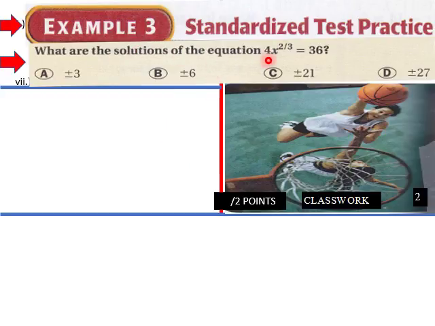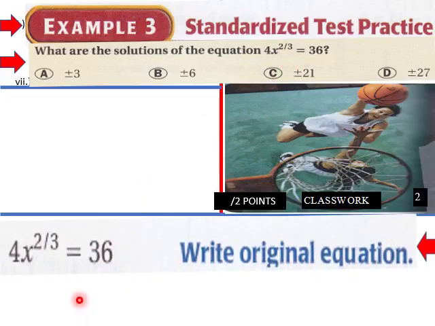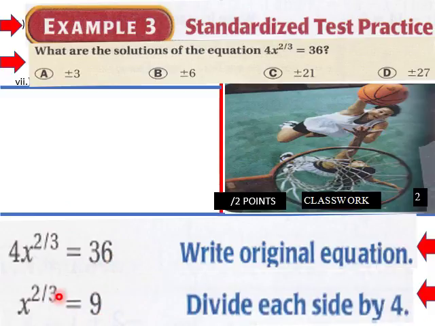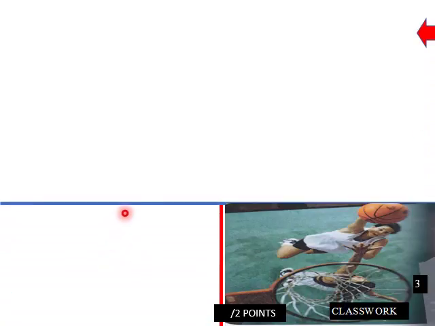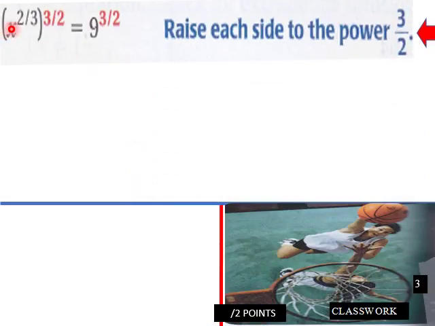What are the solutions of 4x to the 2/3 power equals 36? So this is our original equation here. We divide each side by 4 to start isolating our power. Okay, so page 3 here of our classwork. We have our situation here, x to the 2/3 equals 9.